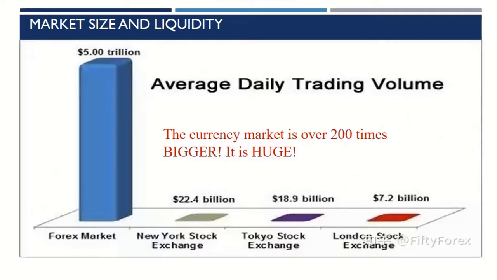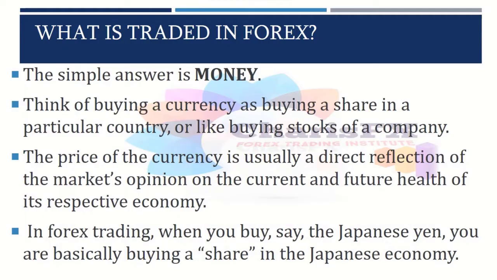So what is traded in Forex? The simple answer is money. Yes, money is what is traded in Forex. Currencies are what are traded in the Forex market. So think of buying a currency as buying a share in a particular country, or buying stocks of a company. That's how you think of trading.